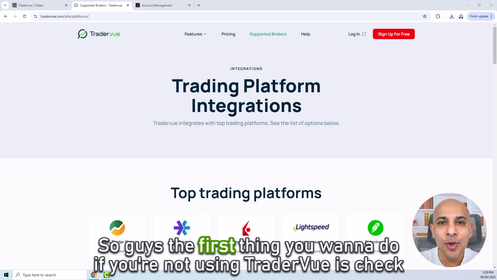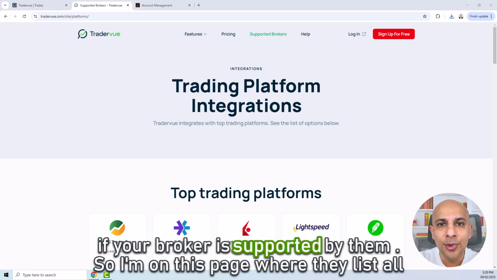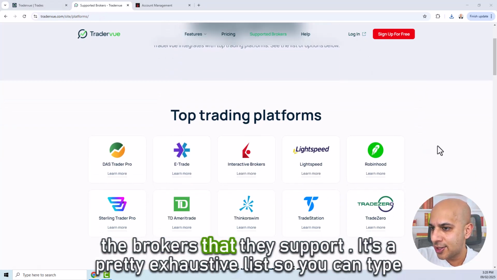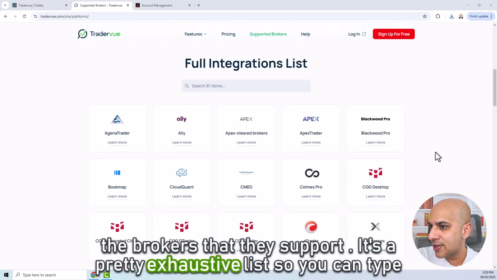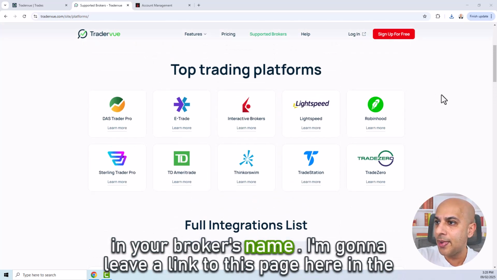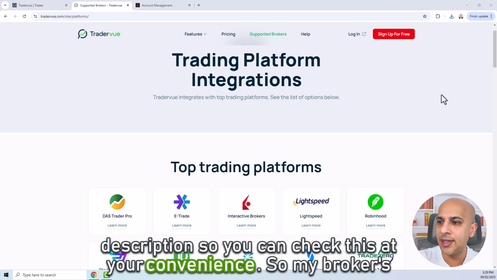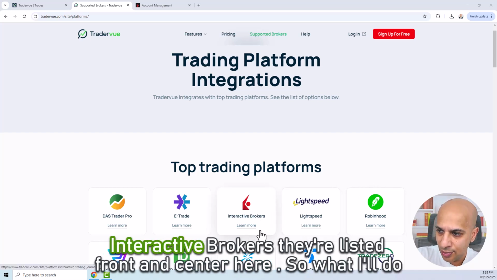So guys, the first thing you want to do if you're not using TraderVue is check if your broker is supported by them. So I'm on this page where they list all the brokers that they support. It's a pretty exhaustive list, so you can type in your broker's name. I'm going to leave a link to this page in the description so you can check this at your convenience. So my brokerage, Interactive Brokers, they're listed front and center here.